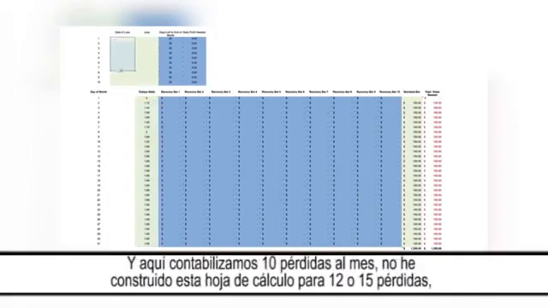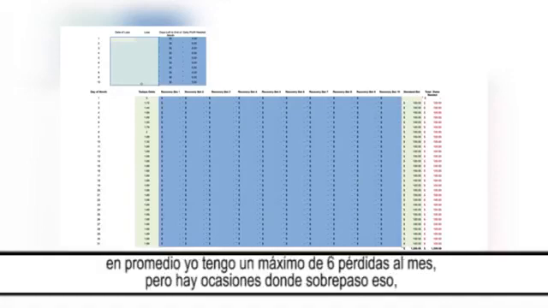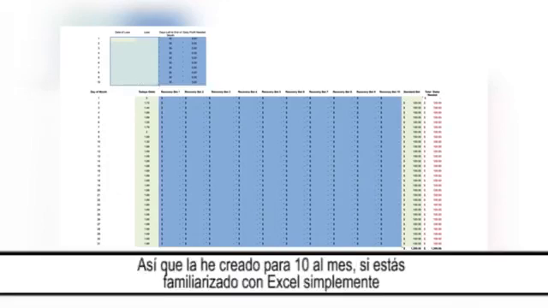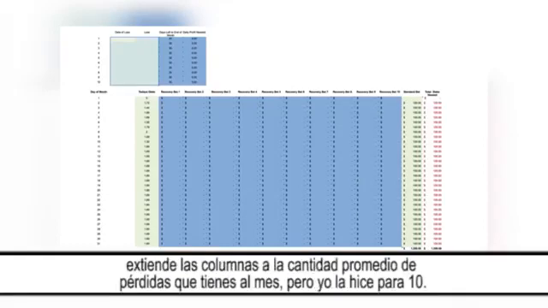And here we account for 10 losses in a month. So I've not built the spreadsheet up to 12 losses or 15 losses. On average I have a maximum of 6 losses per month, but there are occasions where I go over that. I've not really had more than 10 a month, so I built it for 10 a month. Simply extend the columns, if you're familiar with Excel, to the average amount of losses you have per month. But I built it to 10.